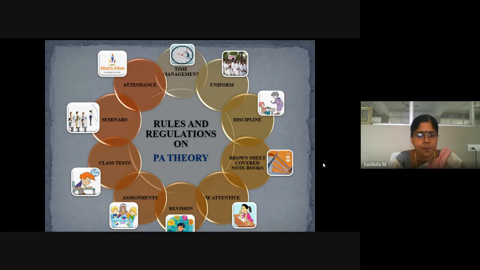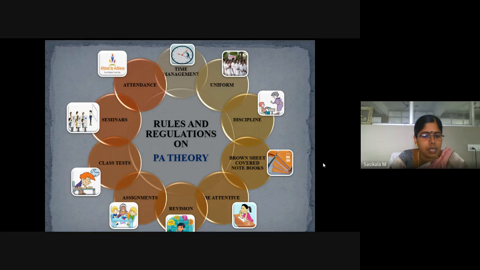Then discipline. Then you must have brown sheet covered notebooks for theory class, practical class, and class test. For these 3 purposes, you need to keep brown sheet covered notebooks. Then be attentive to the class. Then revision will be carried out for every class based on the previous class.